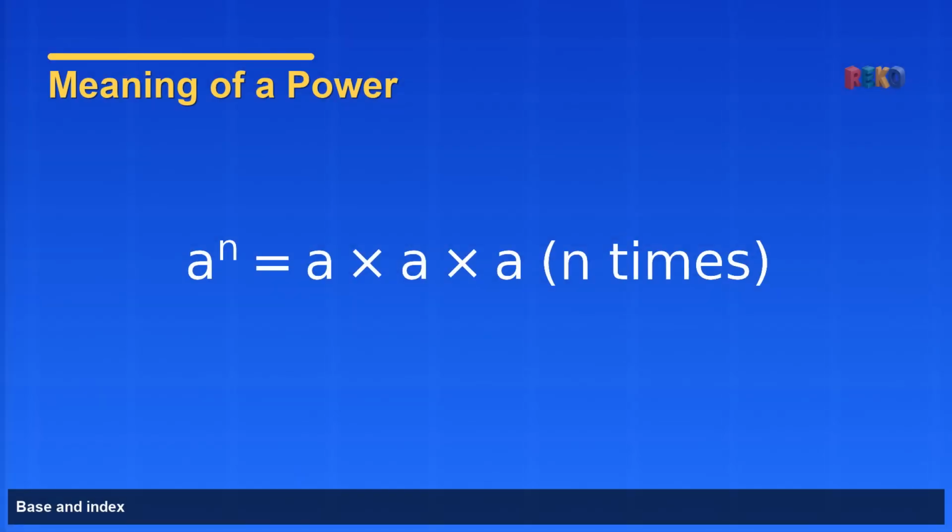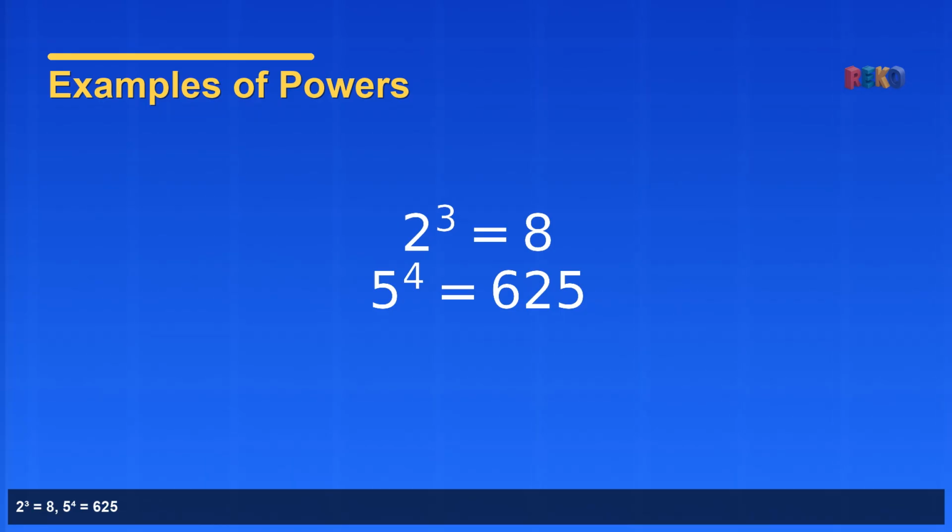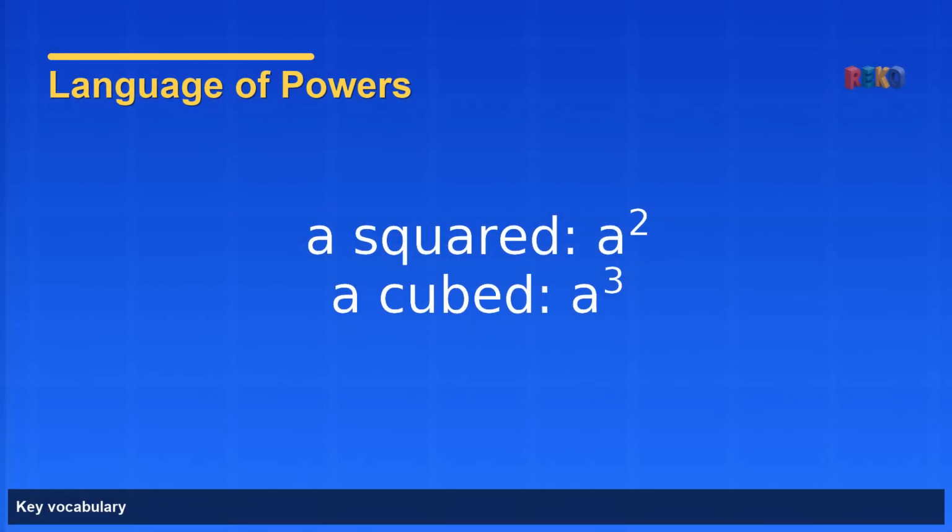A power shows repeated multiplication of the same number. The base is the number being multiplied, and the index tells you how many times it is multiplied by itself. For example, a to the power of 3 means a multiplied by a multiplied by a. For example, 2 cubed equals 8 and 5 to the power of 4 equals 625. A squared means a to the power of 2, and a cubed means a to the power of 3. After that, we just say 4 to the power of 5 and so on.